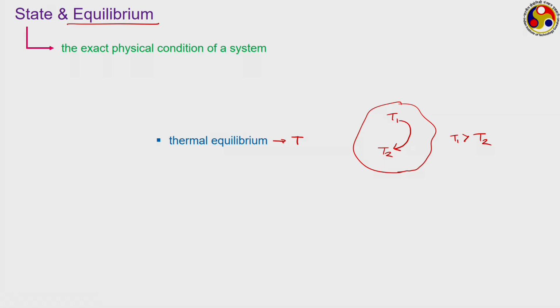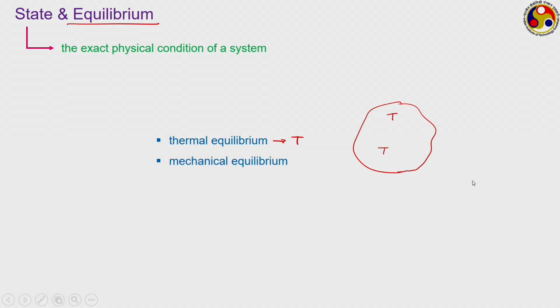If the system is in thermal equilibrium, then we can't have any such kind of internal heat flow, and therefore these two temperatures have to be equal to each other. Otherwise, the equilibrium or thermal equilibrium is not established.